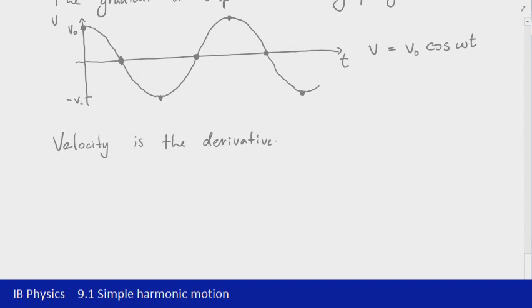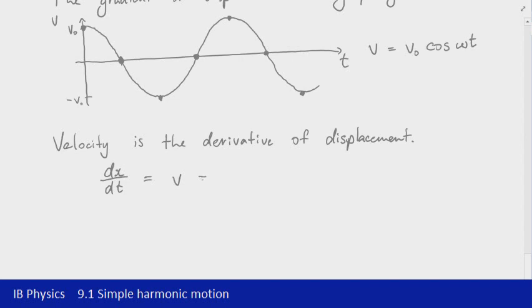So by taking the graph of displacement versus time, and more specifically the function that describes that graph, we can identify that the rate of change of displacement, so dx/dt, is going to be our velocity.